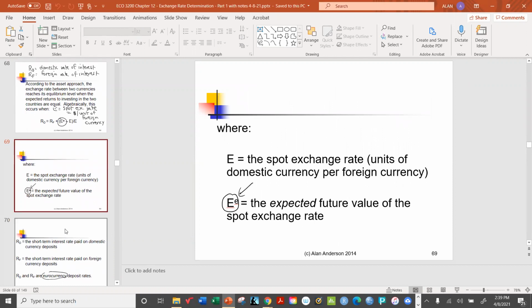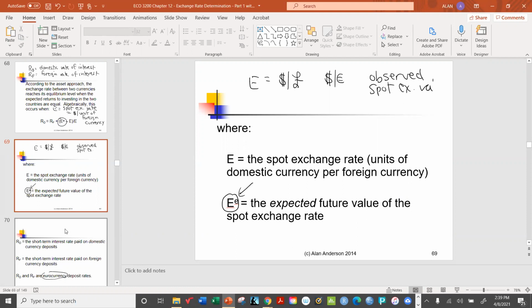Number one, E will be the spot exchange rate. And in that case, we'll quote this as so many units of the domestic currency per unit of the foreign currency. And so not always, but mostly we'll use the dollar and the pound as our example. But we might also choose to use, for example, the dollar and the euro, that kind of thing. All right, so as long as it's dollars per unit of foreign currency, that's what E is meant to represent. And this little e here, this is the observed spot exchange rate. And then E^e is the expected, that's the magic word there, expected future spot exchange rate.